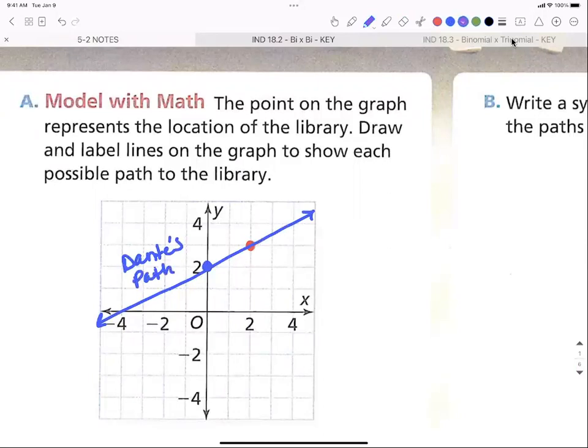And then they said do the same thing with Beth's. And the only requirement here is that I would give yourself a good B, and it's got to go through that red point. So for her, I'll just put it down here. It doesn't really matter. And again, she's got to go through that library point. So that looks good for Beth.